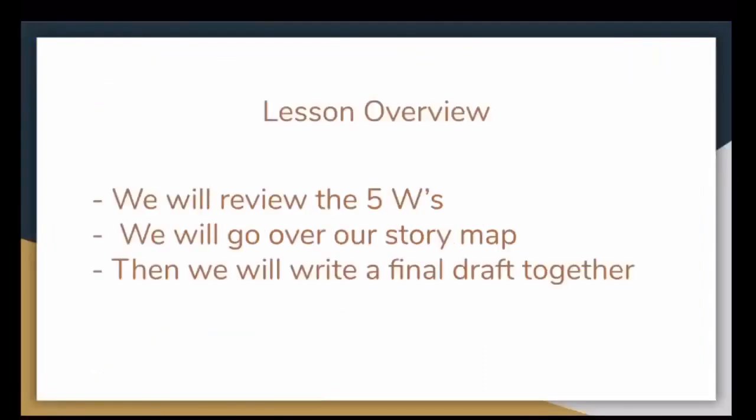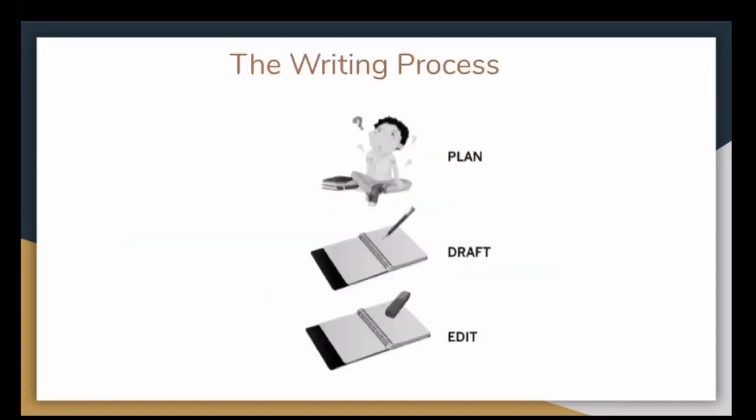We're going to review the 5 W's. We will go over our story map, and then we will write a final draft together of the narrative we did yesterday. The writing process: first, you have to plan, draft, then edit.